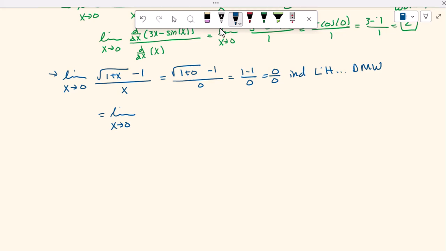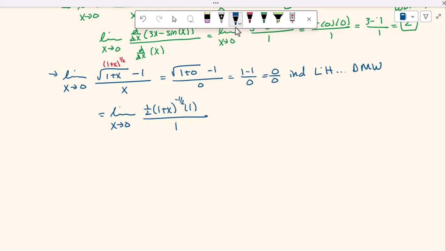I'm going to take the derivative of the top, so that's going to be 1/2 times 1 plus x to the negative 1/2 times 1. The derivative of the bottom, the derivative of x, is 1. If you're wondering where that came from, this is the same as 1 plus x to the 1/2, and so we just use the chain rule on it.